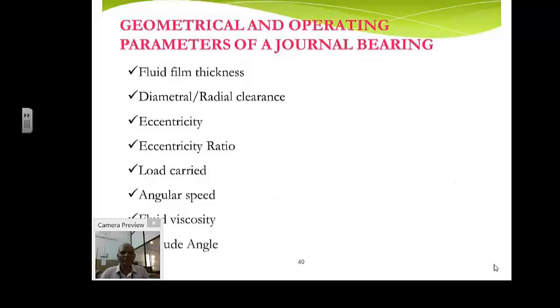Now let's see what are the geometrical as well as operating parameters of a journal bearing. The major parameters are the fluid film thickness, the diameter or radial clearance, which is a constant once the bearing is designed, the eccentricity, which is the distance between the two centers, the eccentricity ratio, which is the ratio of eccentricity to radial clearance, the load carried, the angular speed, the fluid viscosity, and the attitude angle. Attitude angle is the angle between the line of action of the load and the line joining the center of the journal as well as the bearing. So depending on the speed as well as the load, the attitude angle will vary.